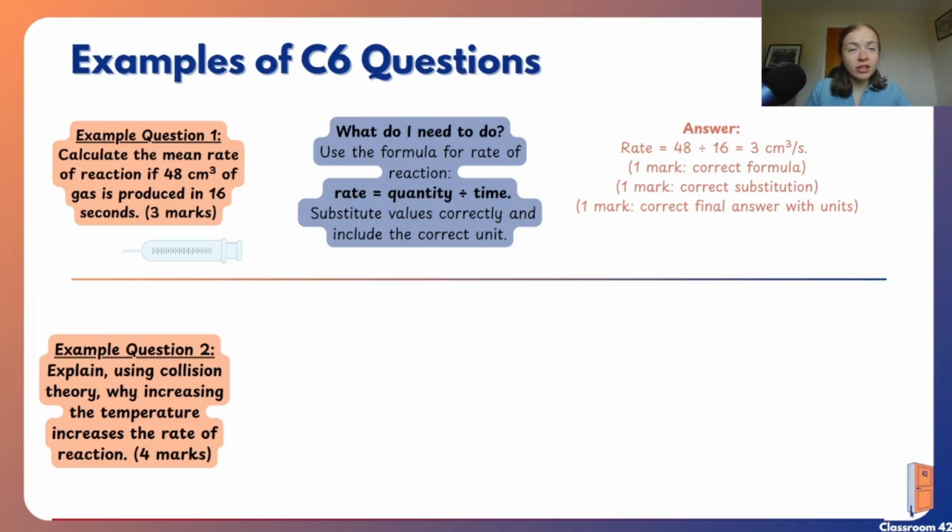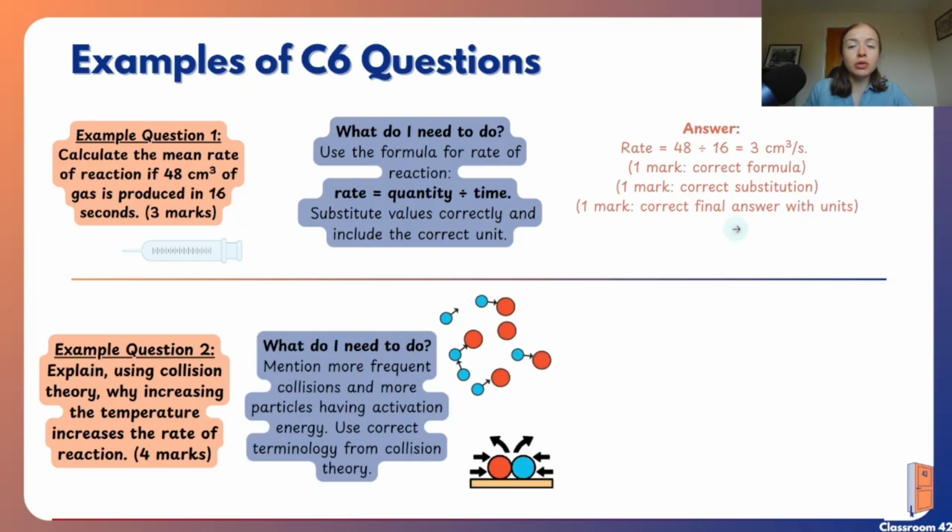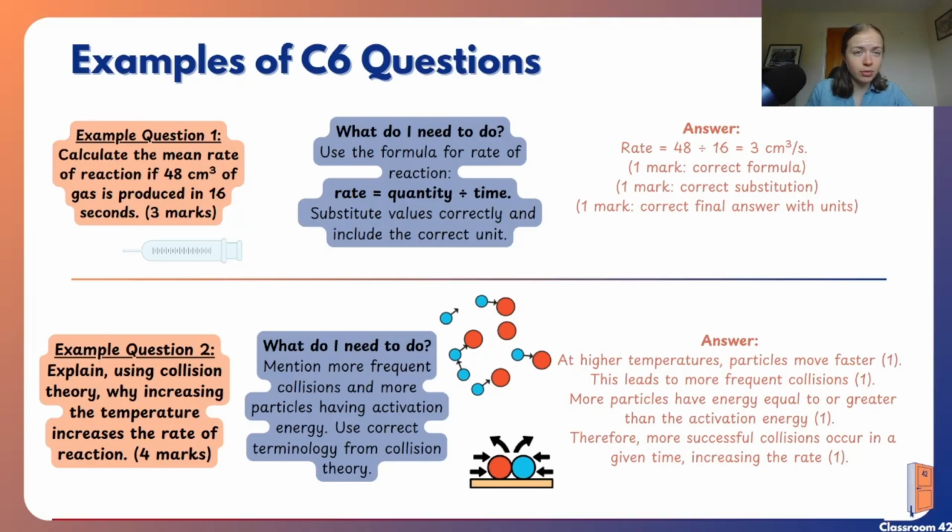And for example, question 2: explain using collision theory why increasing the temperature increases the rate of reaction. So for this question, you need to mention the more frequent collisions and that more particles have the activation energy. So those are the few things you need to talk about there, and also make sure you're using the correct terminology. So here's an example answer.